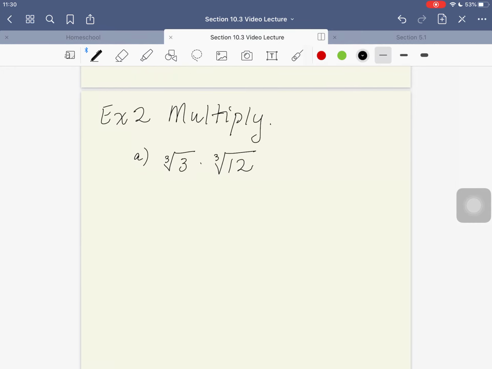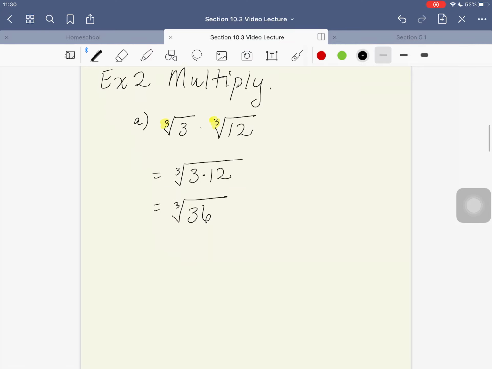All right, example 2, same thing. Even though we've changed the index, as long as the index is the same, we can multiply. So this would equal the cube root of 3 times 12, which is the cube root of 36.